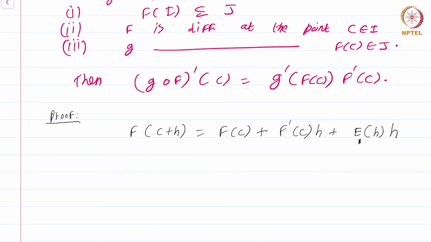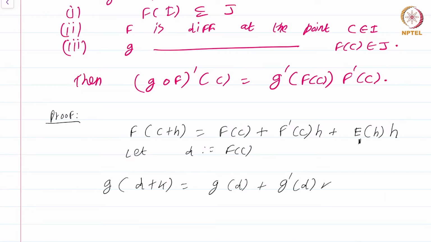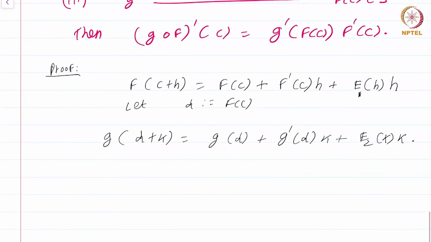So let me just write that first. Let d be f of c, then g of d plus k is equal to g of d plus g prime d times k plus E2 of k times k. Okay. Now what you do is set k to be equal to f of c plus h minus f of c.